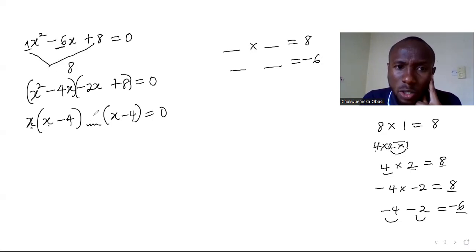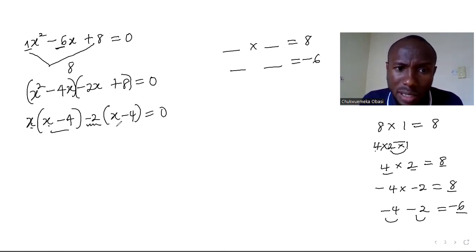Now you go back to this space you left. You ask yourself, what will you multiply with x to get a negative 2x? What is that number? Of course, that is minus 2. So minus 2 times x will give me minus 2x, and minus 2 times minus 4 will definitely give me positive 8. I hope you're following now.